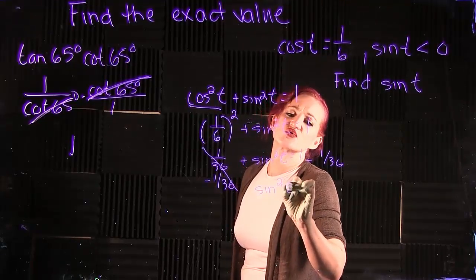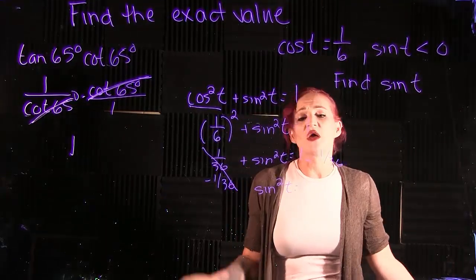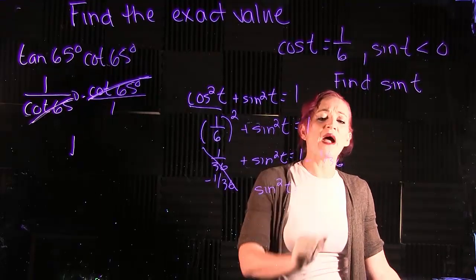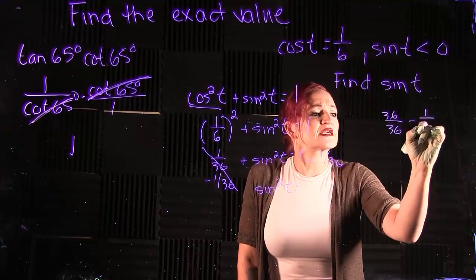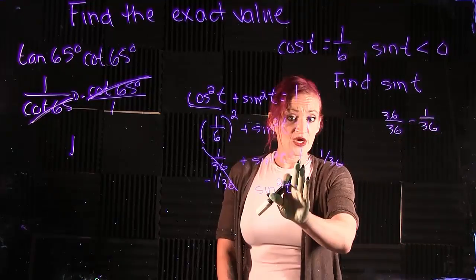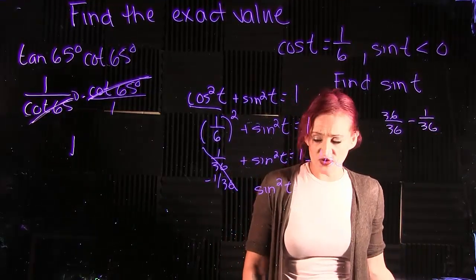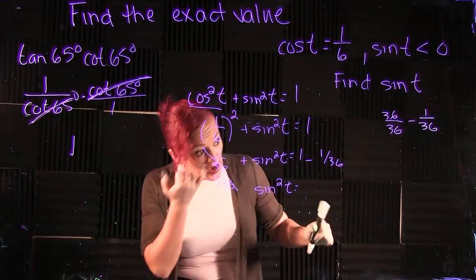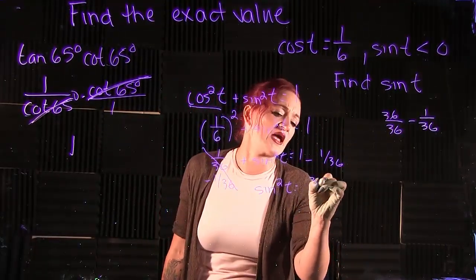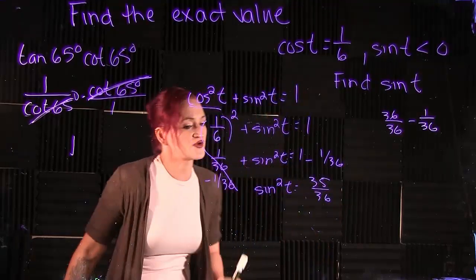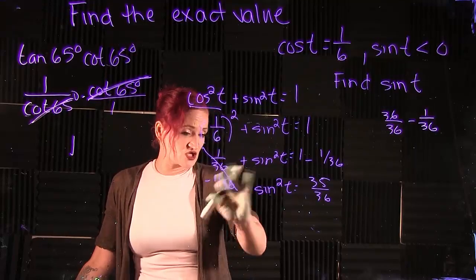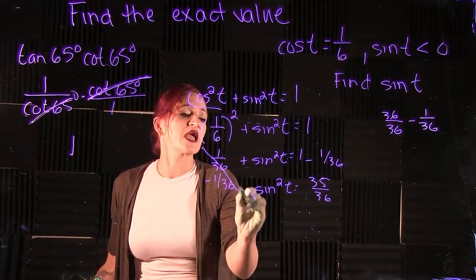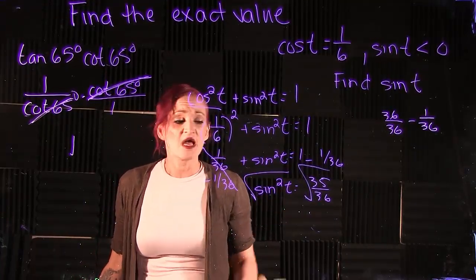and we are left with sine squared t is equal to, going ahead and calculating 1 minus 1 over 36, we can change that 1 to a 36 over a 36, right? 1 is equal to 36 over 36. So that when we subtract this here, we are left with a 35 over a 36. Which means the only thing left in order to finish solving here for sine is take the square root of each side. Remember, we're solving for sine.